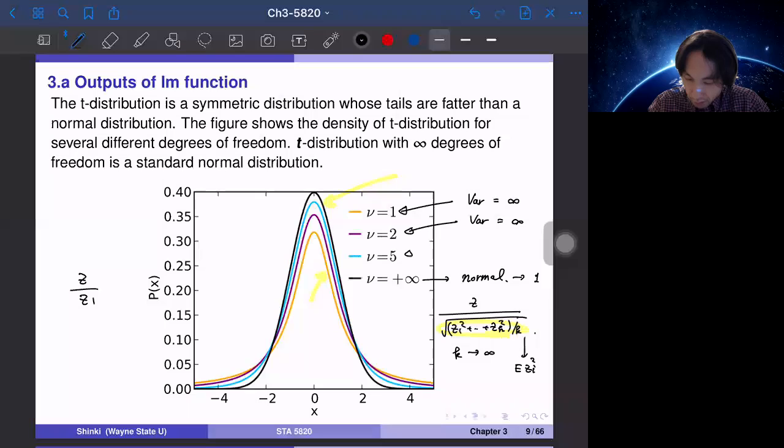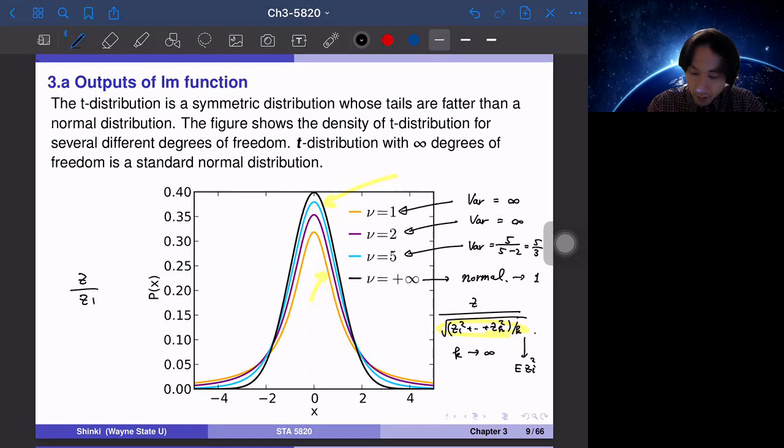How about df 5? This is an online environment, so you can cheat by using the internet. How about df 5? Do you know the variance? Actually, for df 3 and larger, we have the variance. And the variance is equal to 5 divided by 5 minus 2, so that is 5 over 3. So n over n minus 2 is the formula for the variance. This goes to 1 as degrees of freedom goes to infinity.